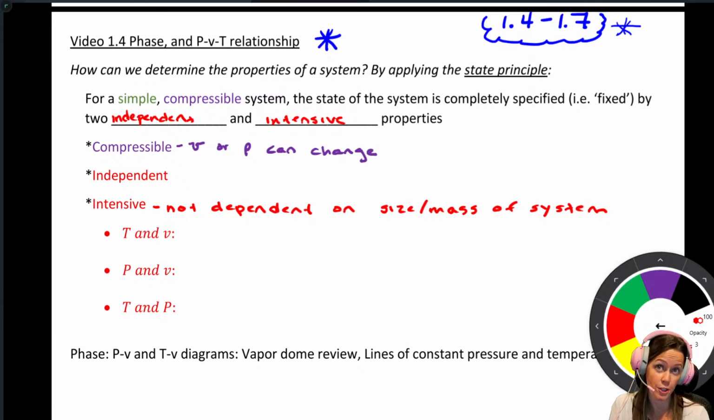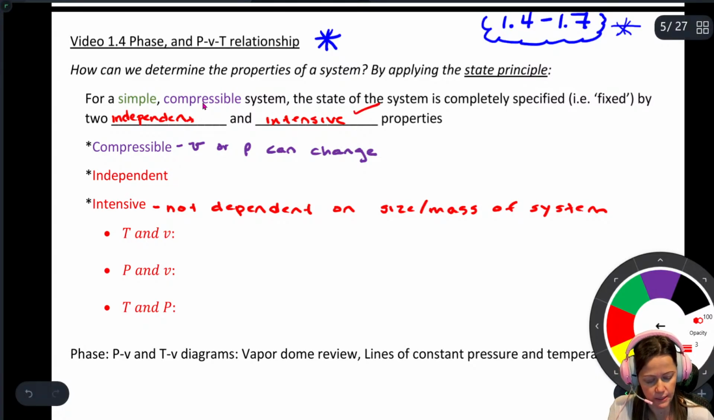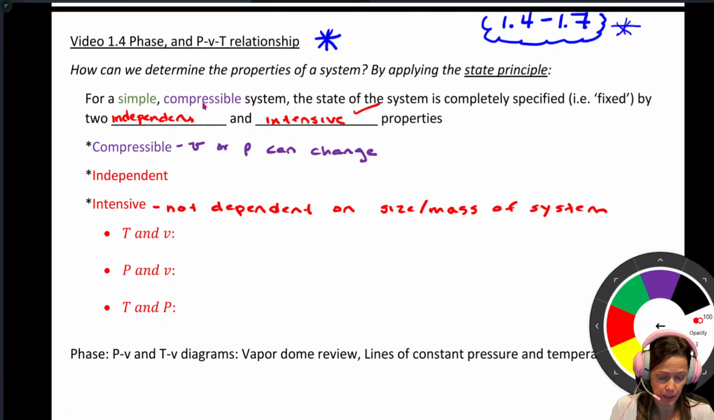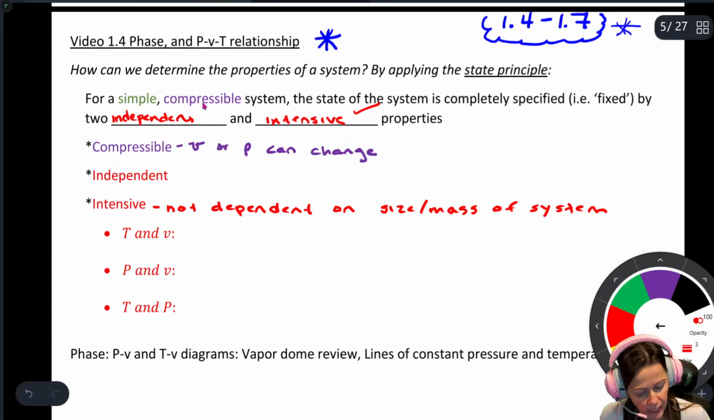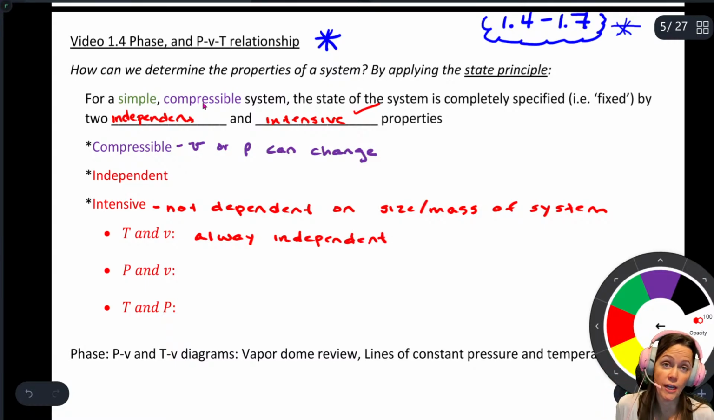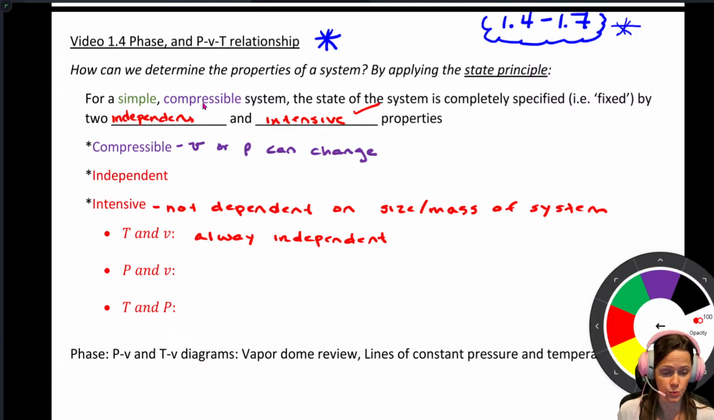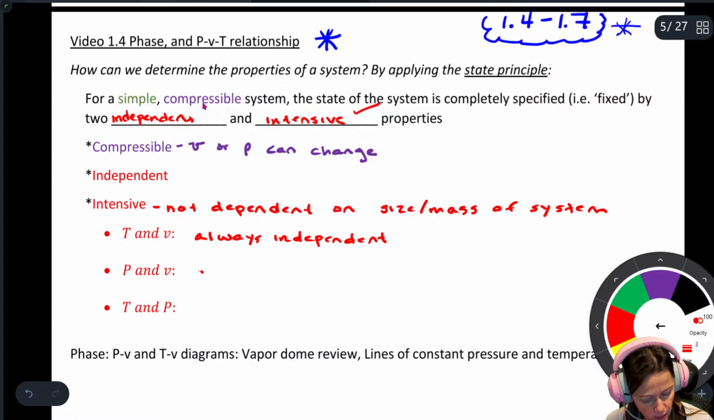So we've got three different intensive properties that we've talked about so far: temperature, pressure, and specific volume. They're all intensive, right? So they all kind of check this box, but we need to figure out if they're independent of one another or not. As far as temperature and specific volume goes, they are always independent of one another. So the take-home message is, if you know temperature and specific volume, you're going to be able to fix your state just with that information. Same thing with pressure and specific volume. They're always independent of one another.